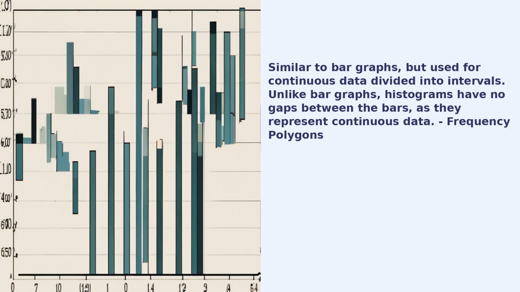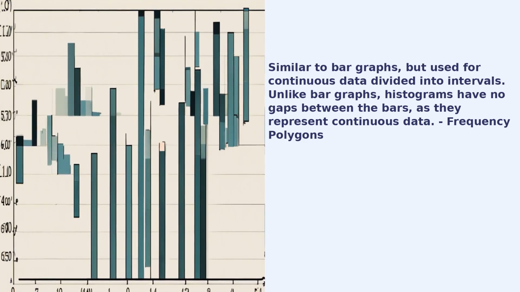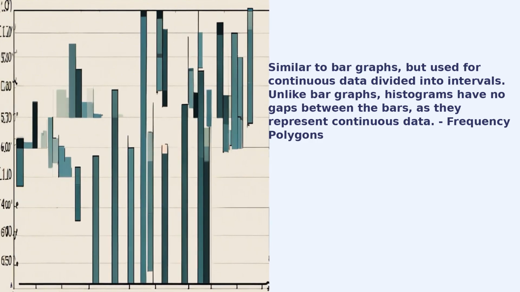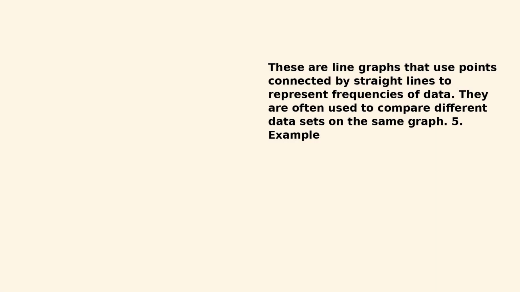For instance, a bar graph of marks scored by students can show comparisons at a glance. Histograms. Similar to bar graphs, but used for continuous data divided into intervals. Unlike bar graphs, histograms have no gaps between the bars, as they represent continuous data. Frequency polygons. These are line graphs that use points connected by straight lines to represent frequencies of data. They are often used to compare different data sets on the same graph.